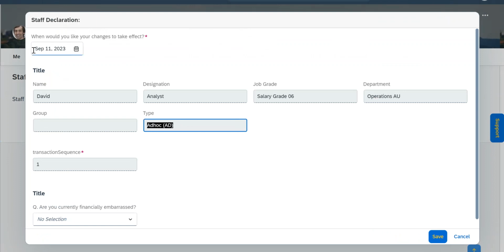Now if you see, the system is defaulted as ad hoc. It is now September, and that window period is already gone, that is August now, as per our business rule. So that's the reason the system is defaulting to ad hoc.